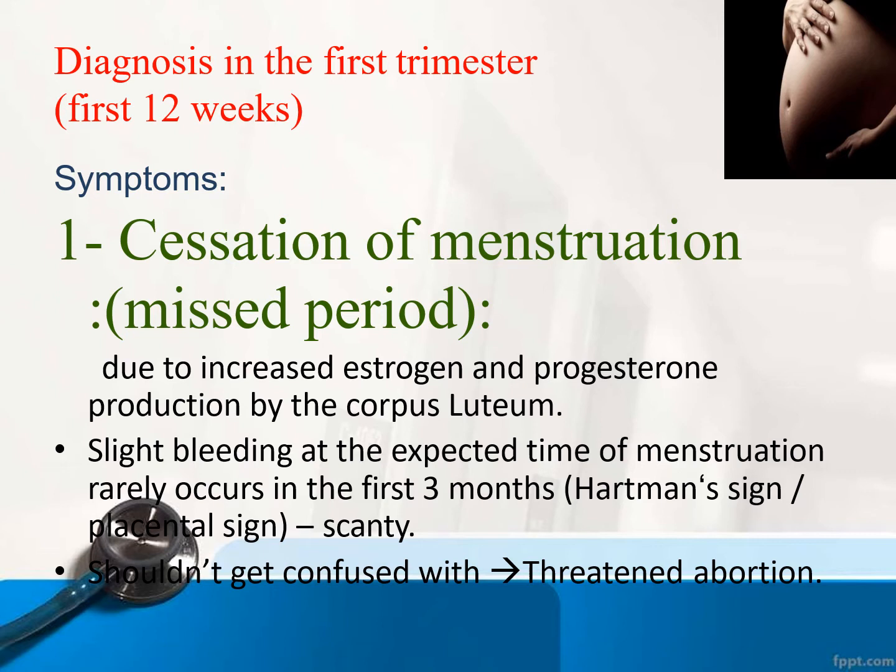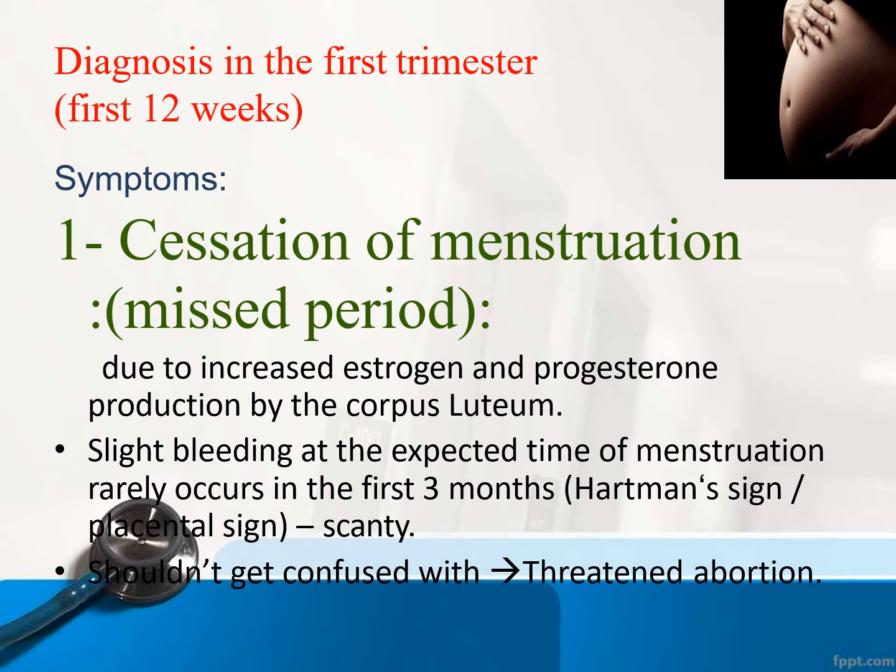This missing of the cycle is due to the increased estrogen and progesterone production by the corpus luteum. This high estrogen and progesterone will suppress the production of LH and FSH from the pituitary, that we have seen in the menstrual cycle.